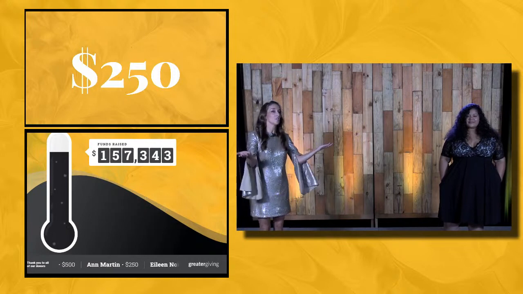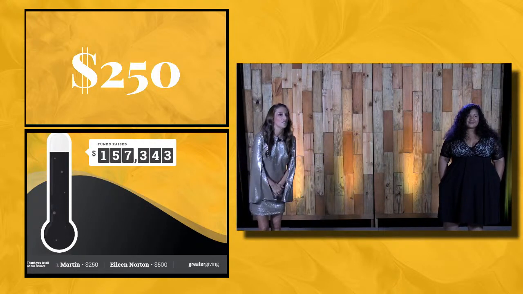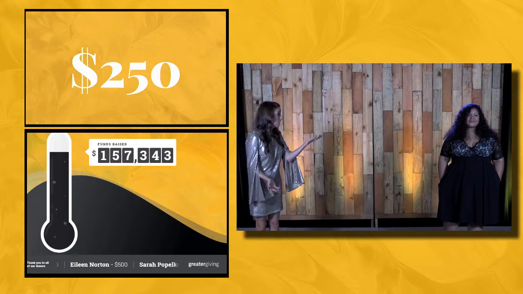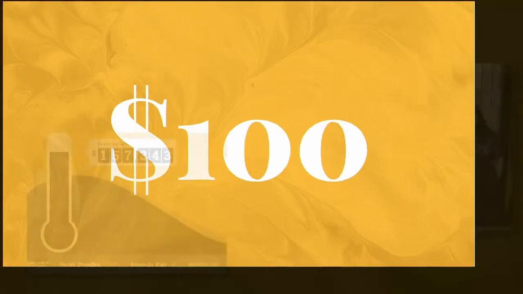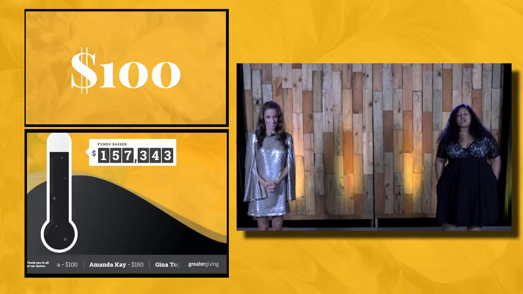Who else do we see? Oh, this is our $100 level I see now, right? So now we're at the $100 level, and we're bringing backpacks and school supplies for 2 youth at that level. And who do we see coming in there? Thanks, Gina. Thanks, Sarah Popolka.